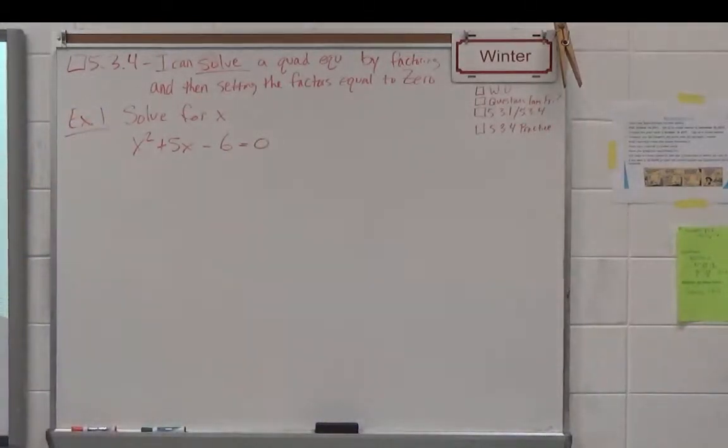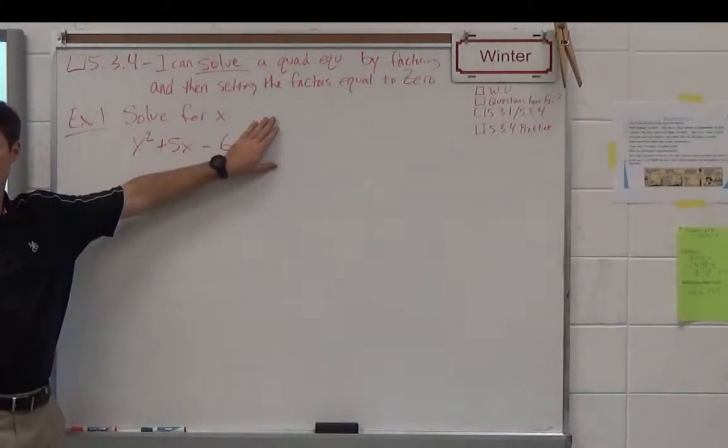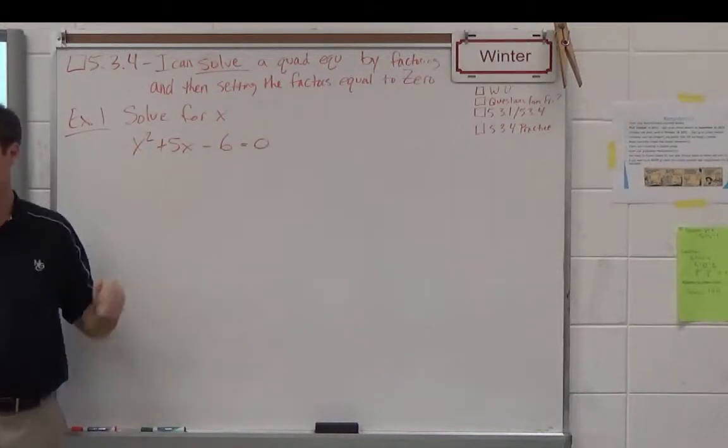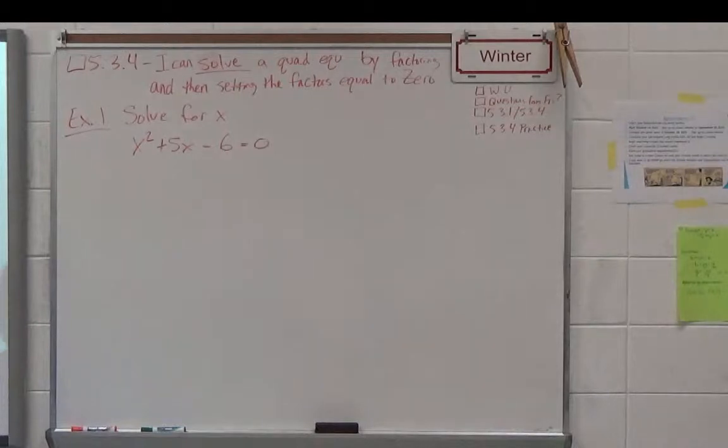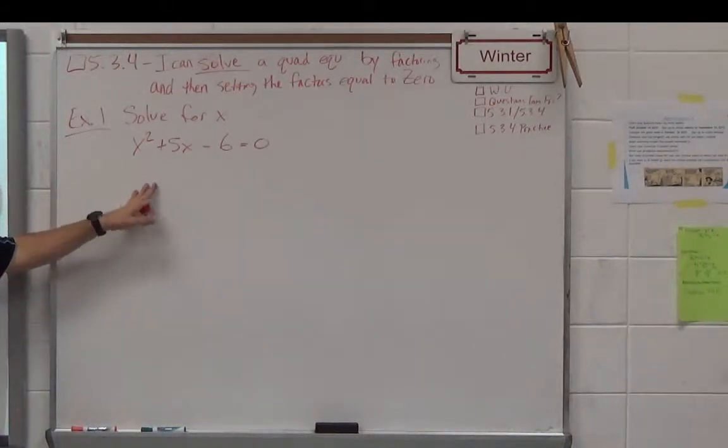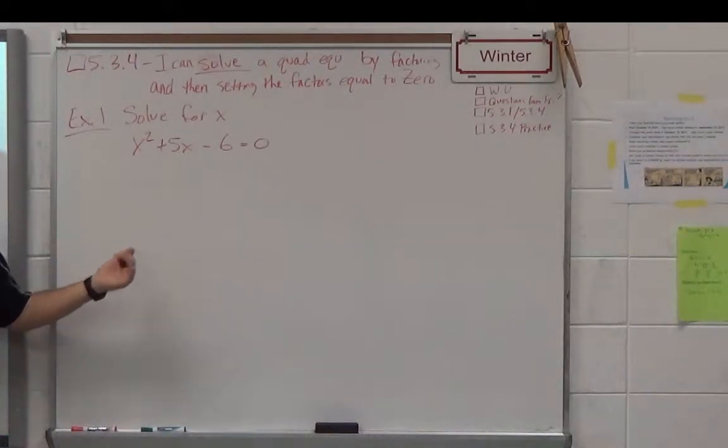X squared plus 5x minus 6 has to equal 0 if we're solving, okay? Remember before, you can see that and you can just say factor. But when we're solving, it's going to be equal to 0, equal f of x. So the first step is to factor this. We should all be familiar with that.